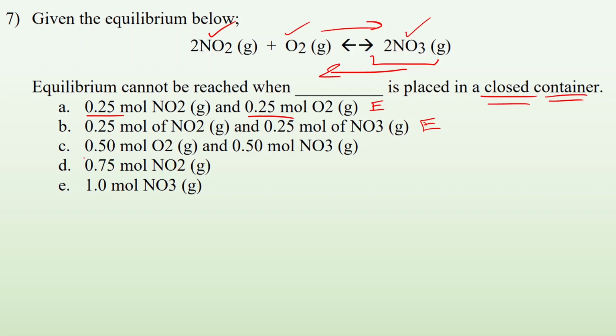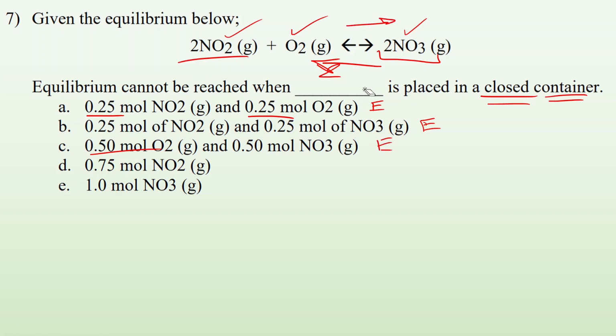All right, what about C? 0.5 moles of O2. Here, let me clear my work, right? All right, we start with some O2 and 0.5 moles of NO3. Hey, I have all the products I need to give me the reverse reaction, which will make NO2 so I can get the forward reaction. Choice C can also create an equilibrium.